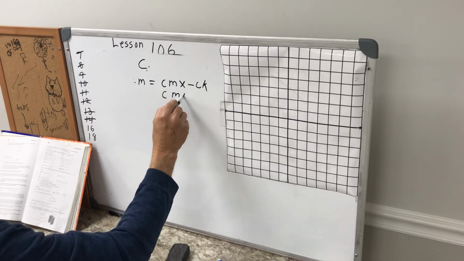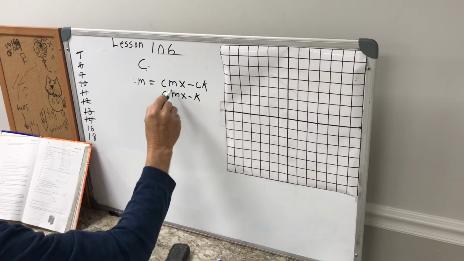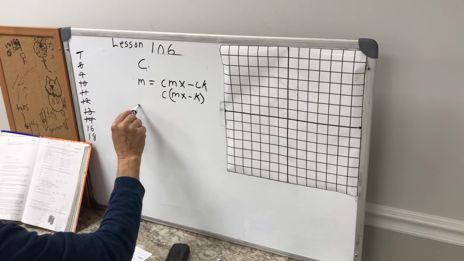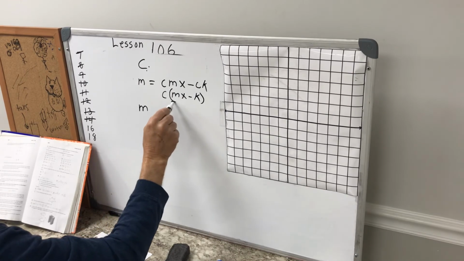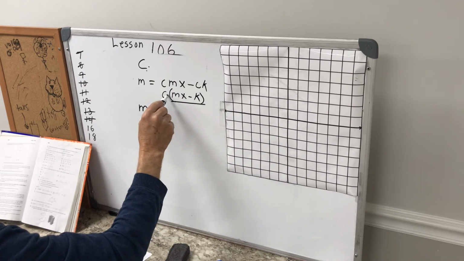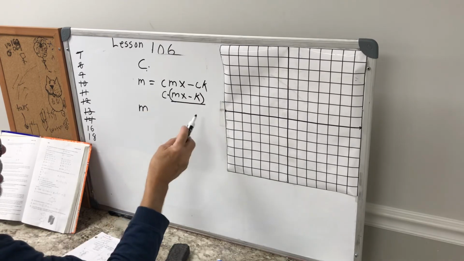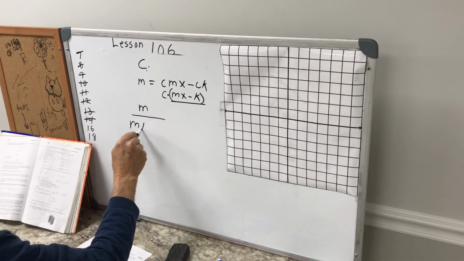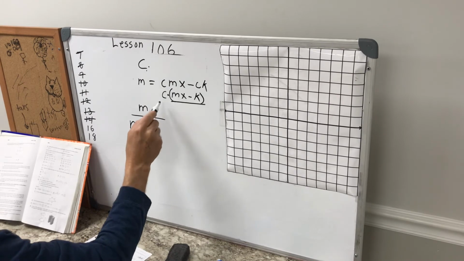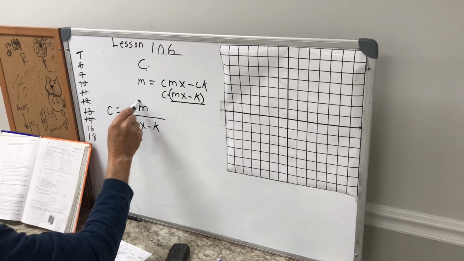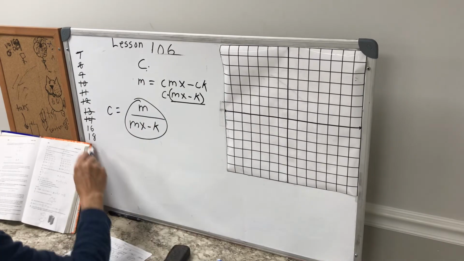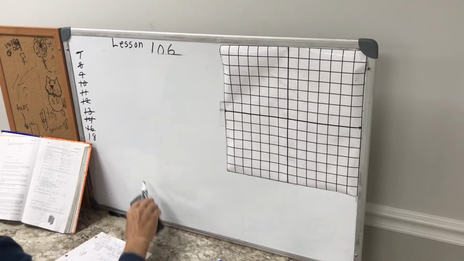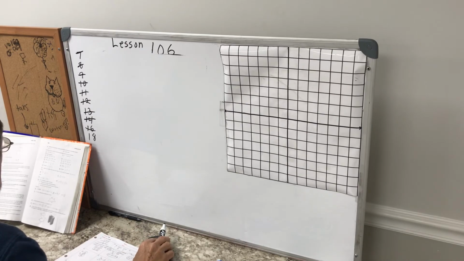We have an MX negative K. So we have the M, and to get rid of this, this is right beside it, so it's called multiplication. To get rid of it, we divide MX negative K. That's what C would equal. That's number 16. And one more time, number 18.